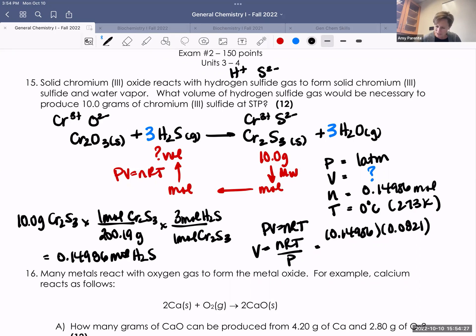I've got my 0.08206. So I'm going to put that in, just so I make sure my numbers match. And then my T is 273. Pressure is 1 atmosphere. So when I run through this math and then round, in this case, I'm going to round for 3 significant digits, because I only have one number that's provided for me in my prompt. So I'm going to get 3.36 liters.